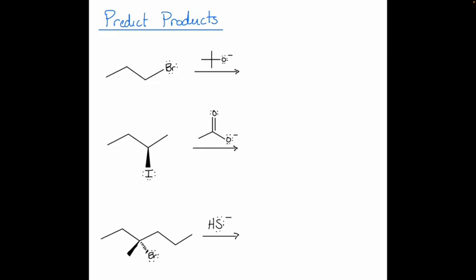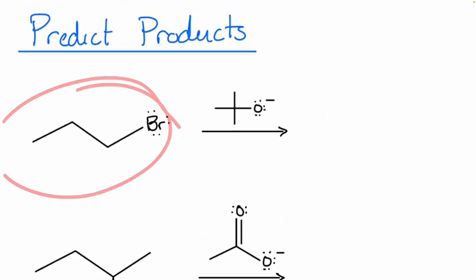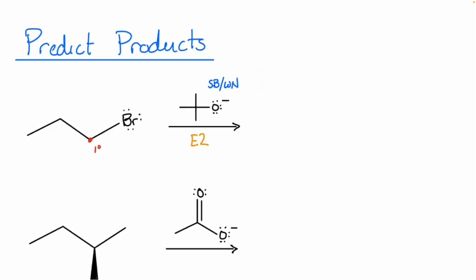All right, so let's go through these. Step one, we got to classify our alkyl halide here: primary, secondary, tertiary. What do we got? This is a primary alkyl halide. And our reagent here belongs to which category? Is it a good base? Yeah, it's a strong base. Is it a good nucleophile? No, because it's big and bulky, so it's a weak nucleophile, which means that this is going to prefer those E2 or elimination reactions.